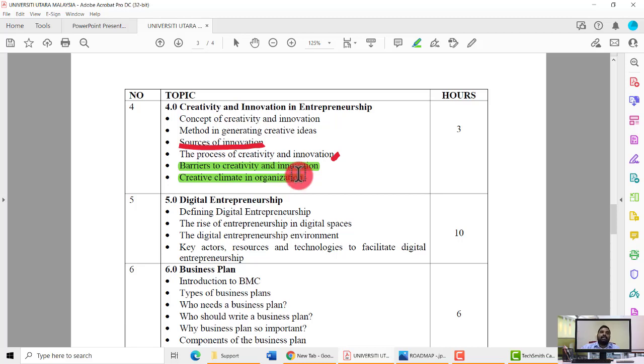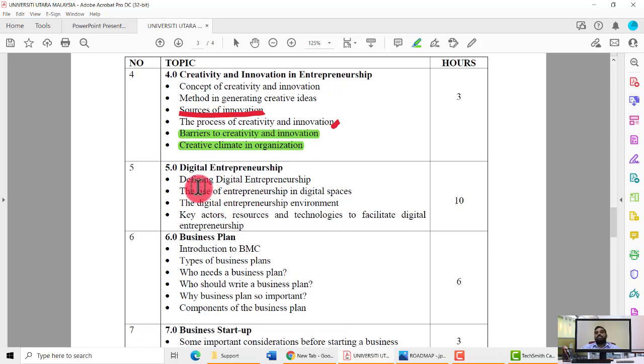Okay, the fifth topic is digital entrepreneurship. This is one of the important topics. Digital entrepreneurship means how entrepreneurs get involved in digital marketing, digital innovation, or digital platforms to make a better business or to increase sales. And you will learn the rise of entrepreneurship in digital spaces, the digital entrepreneurship environment. So how does it look like? And also key actors, resources and technologies to facilitate digital entrepreneurship.